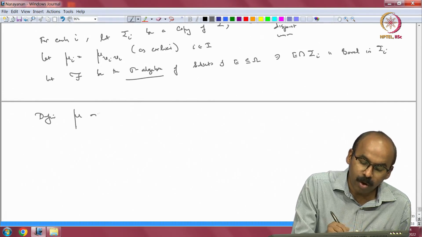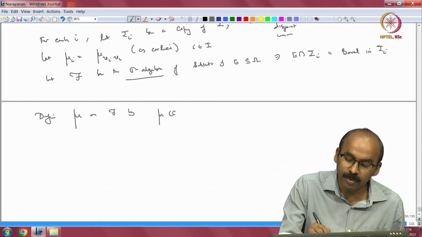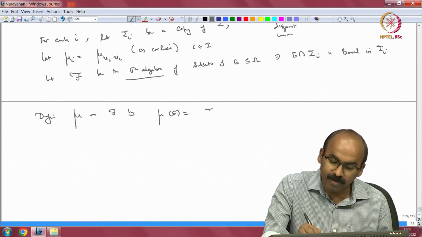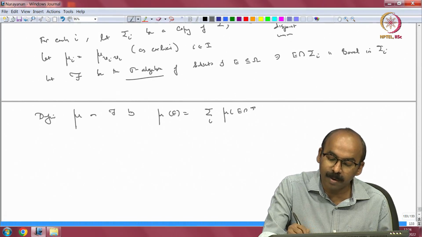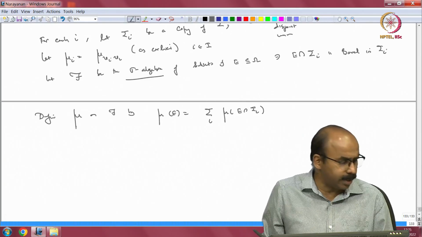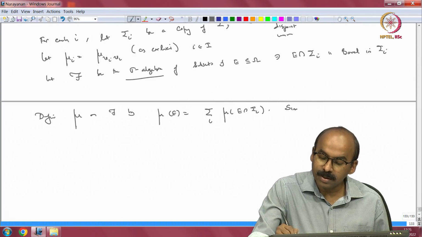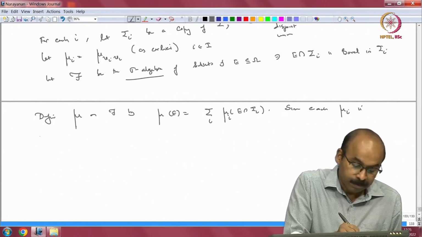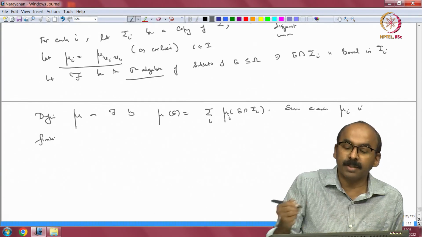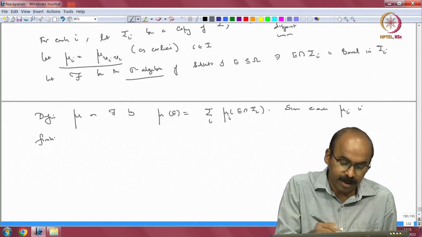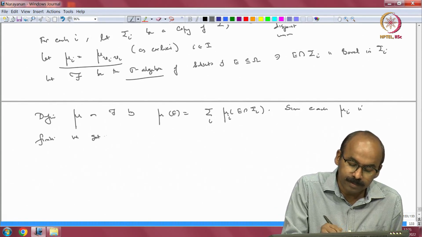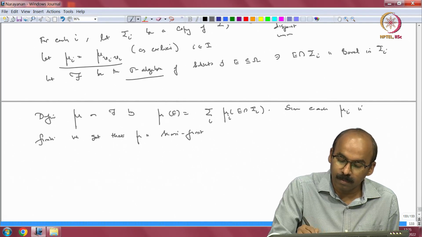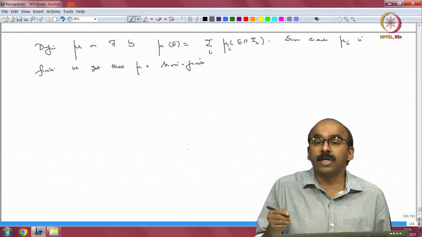define the measure mu on script F by mu of E equal to, well, I restrict it to each sigma I, right. So, this is going to be the sum over I of mu I of E intersection sigma I, right, and you can easily prove that it is a countably additive measure. Okay. Since each mu I is finite, mu I is the one which is supported on sigma I, we see that mu is semi finite. Mu is semi finite because on each sigma I it is finite, right.